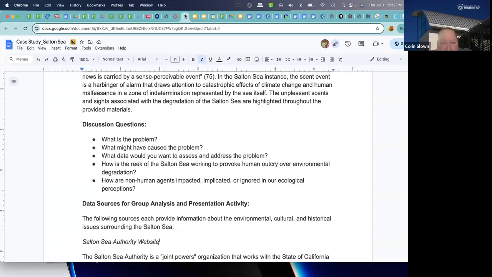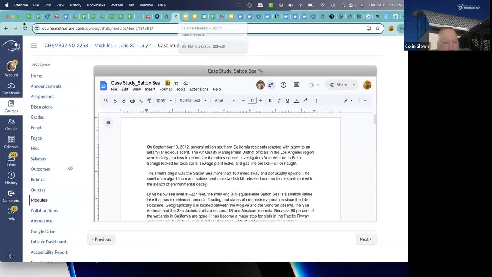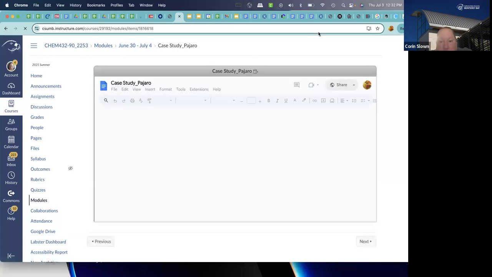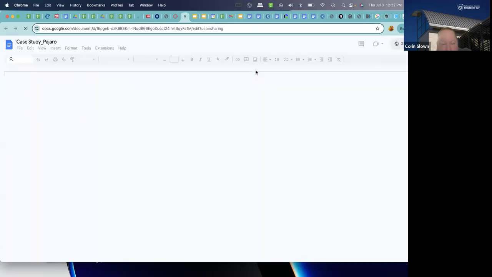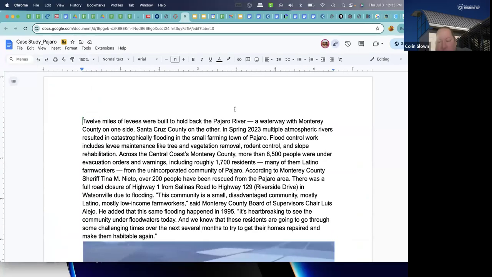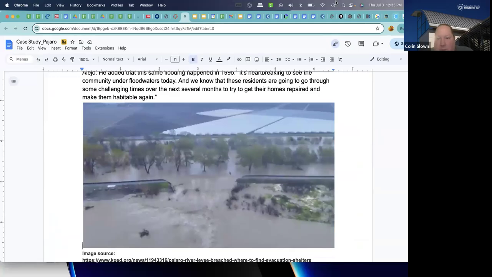Okay, the last one that we have is a more contemporary example, and that's Pajaro and the flooding. So let me just pull that up. I'm going to give us a couple of minutes to read, and then if this was your case study, we look forward to hearing from you. So let's take a couple of minutes just to review this case. Ooh, sorry, I went too fast.